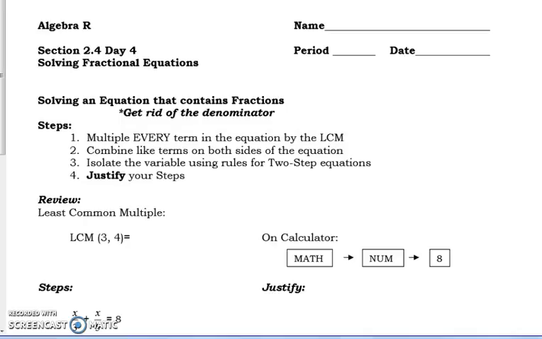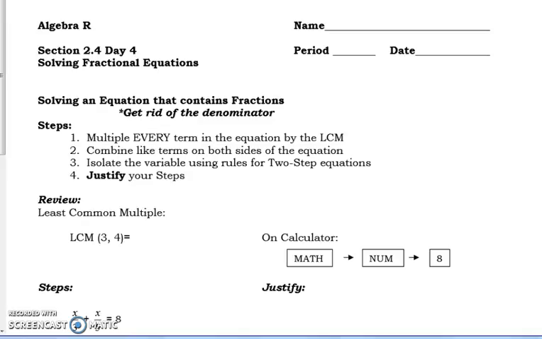Okay, today we're going to look at solving fractional equations. So the last several days we've been solving all different kinds of equations with variables on both sides and combining like terms and using your distributive property. But today we're going to be looking at fractional equations in which we have fractions in the equations.